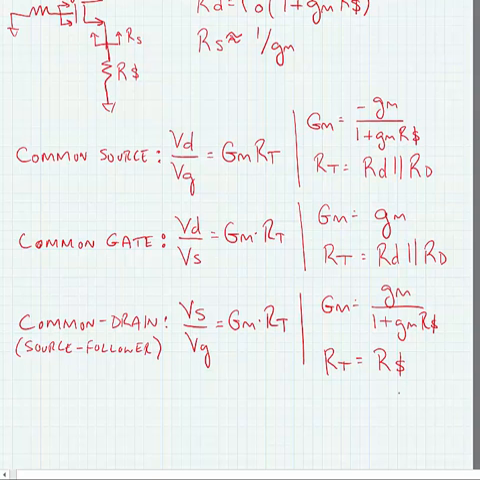What we find about all of these, the common source amplifier can be used to give us current gain and voltage gain. The common gate amplifier can be used to give us only voltage gain, it doesn't give current gain. And the common drain amplifier can be used to give current gain, it does not give voltage gain. The common drain amplifier or source follower is sometimes used as a voltage buffer.